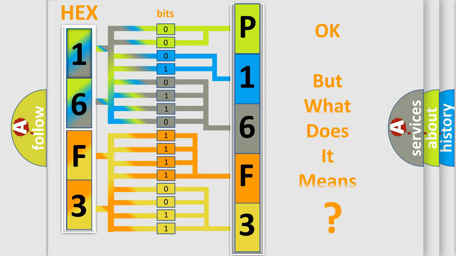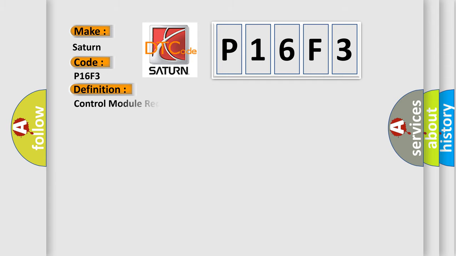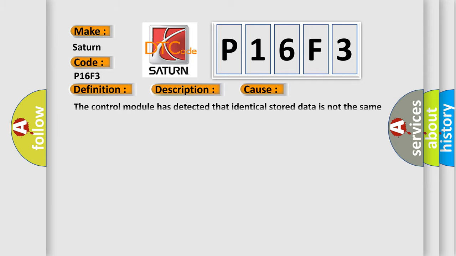The number itself does not make sense to us if we cannot assign information to what it actually expresses. So, what does the diagnostic trouble code P16F3 interpret specifically for Saturn vehicles? The basic definition is control module redundant memory performance. And now this is a short description of this DTC code. The control module runs the program to detect an internal fault when the key is on and ignition voltage is 9.5 to 18 volts. This diagnostic error occurs most often in these cases: the control module has detected that identical stored data is not the same when retrieved.